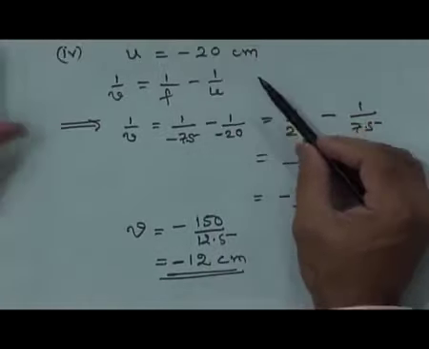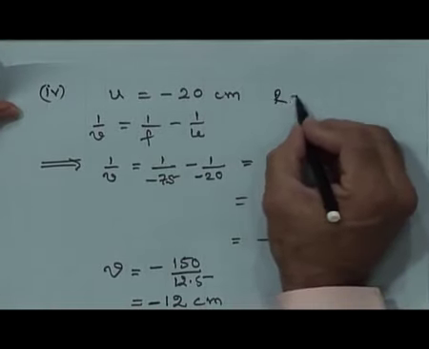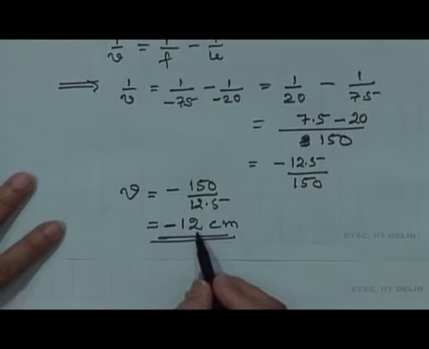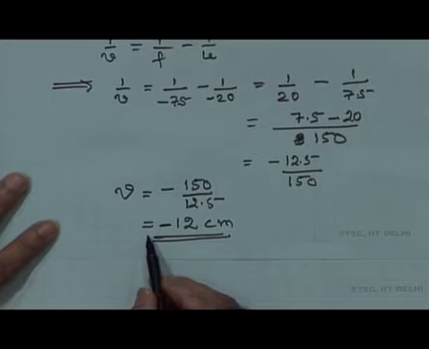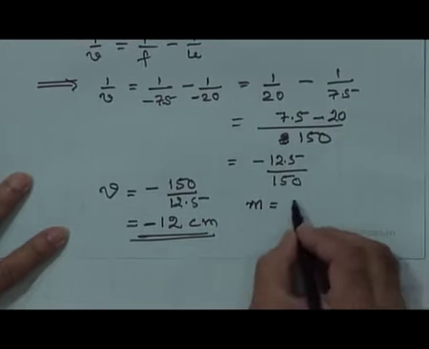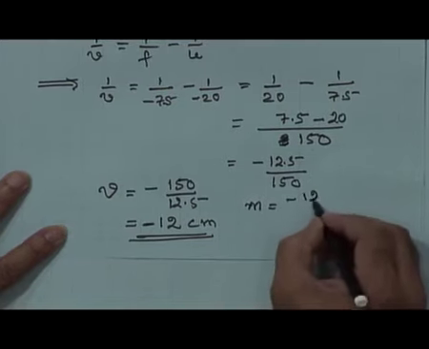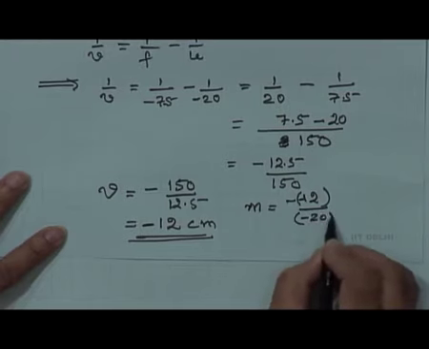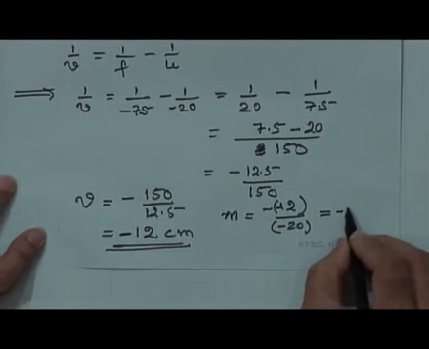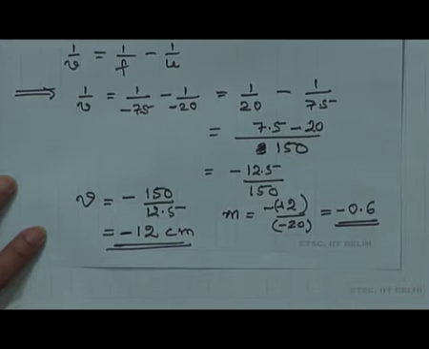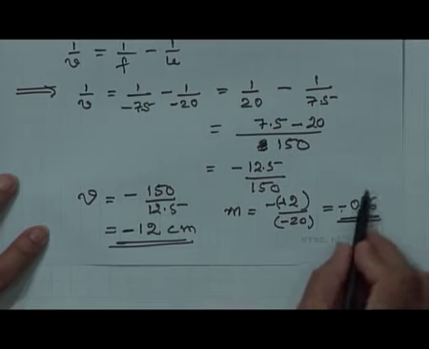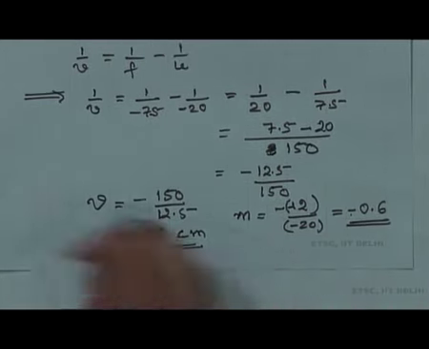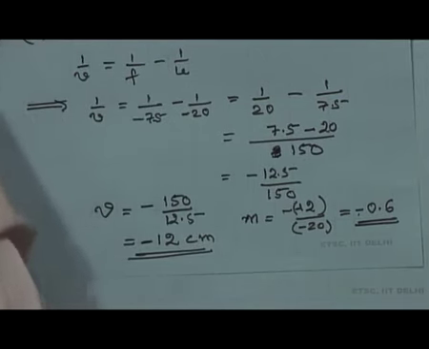So, when u is greater than the radius of curvature, please see that r is equal to minus 15 centimeters, then the image is formed at a distance of minus 12 centimeters, that is between the radius of curvature and the principal focus, and the magnification m is equal to minus v by u, so minus of minus 12 by minus 20, which is equal to minus 0.6. This implies it is an inverted image and the mod m is less than 1, which means it is a demagnified image.